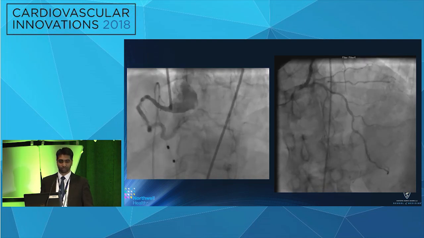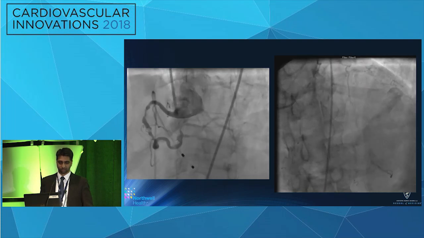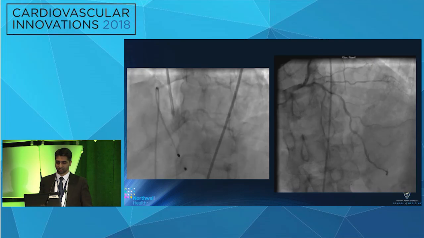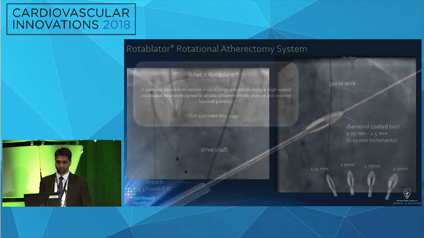When you see railroad tracks going down your vessels, you know that you have a lot of calcium, as you can see in this RCA. You can see the vessel without contrast, and you can see in that LAD, when you see the vessel without contrast, you know there's a lot of calcium. And we'll talk about this.